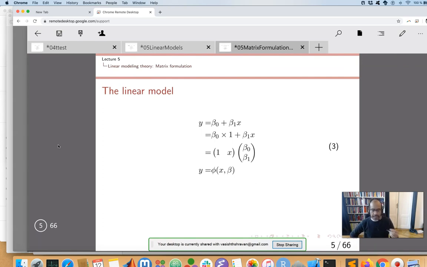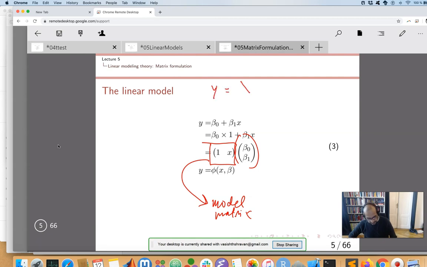So we can rewrite this simple linear model in matrix form in the following way. If I have y equal to beta 0 plus beta 1 x, as I've shown in equation 3, I could restate this in matrix form, where this term here is going to be called the model matrix, and beta 0 and beta 1 are going to be the vector of parameters, right? So really I'm writing y as a function of x times beta, written in matrix form. This matrix formulation is actually exactly the same thing as what we have here. It's not obvious, but let me show you.